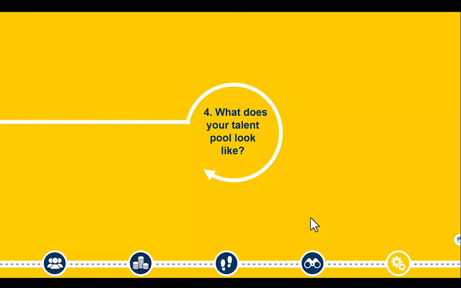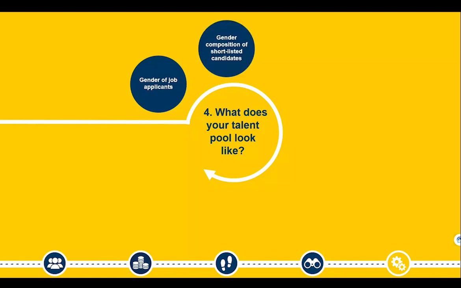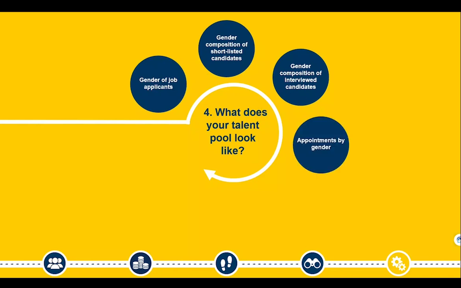Okay, so this brings us to our 4th question. What does your talent pool look like? Again, we've got a series of metrics that we're going to look at to get insights from our data. And of course, we're going to look at the thresholds after that. But beginning with the metrics, we have gender of job applicants, gender composition of shortlisted candidates, gender composition of interviewed candidates, and appointments by gender.